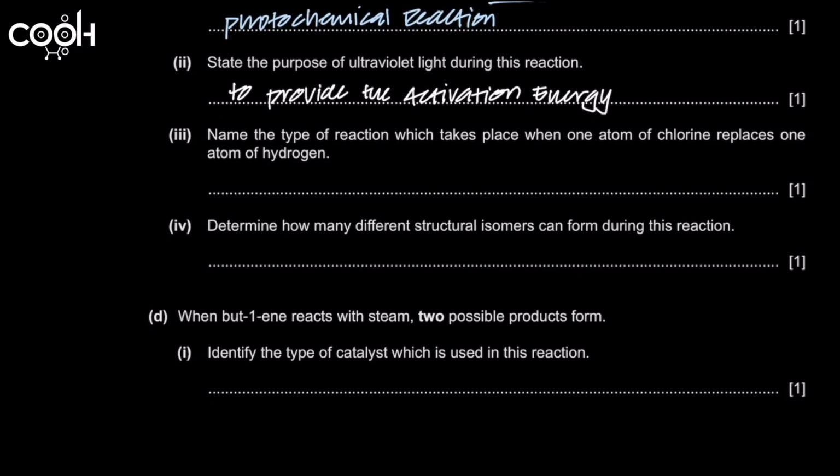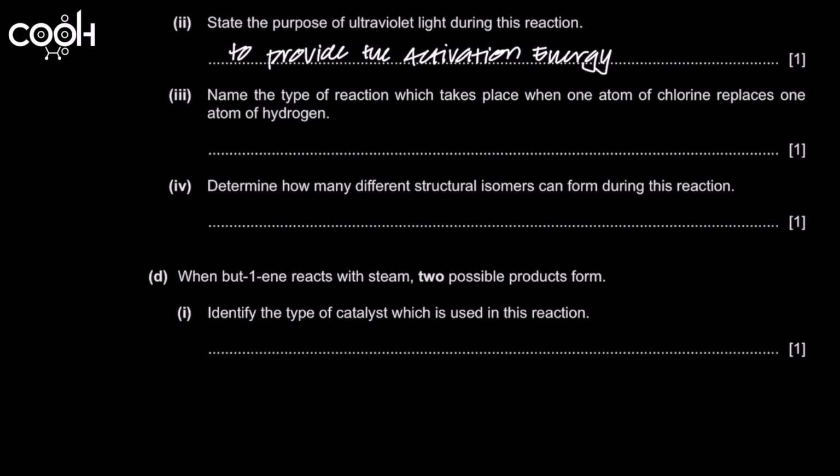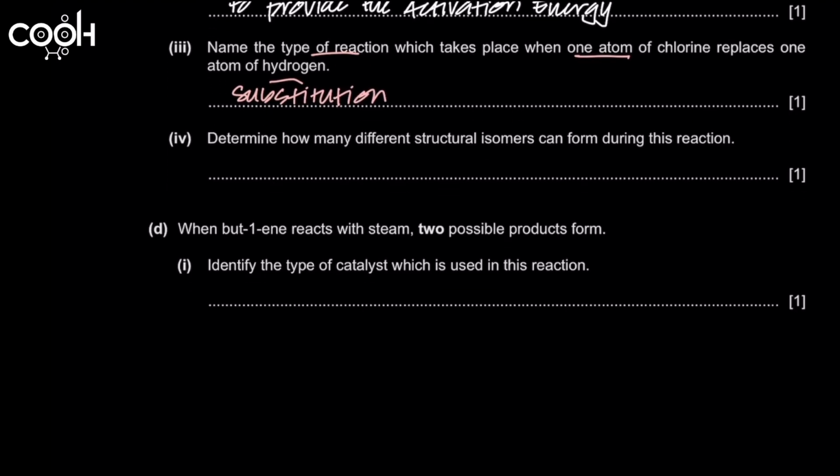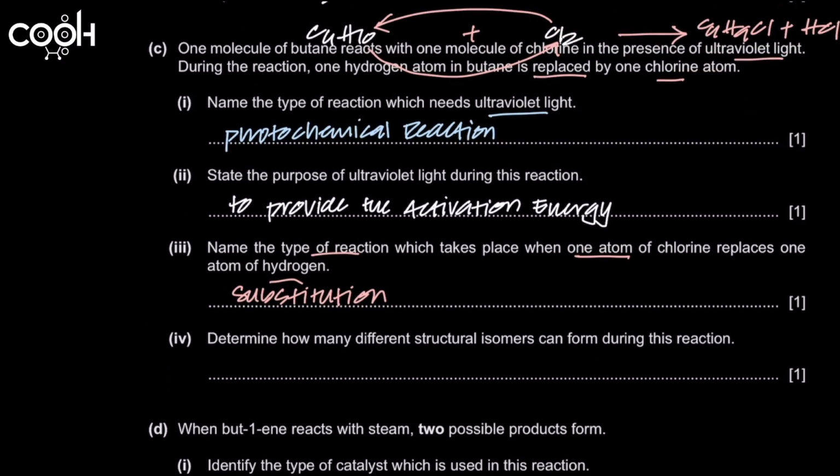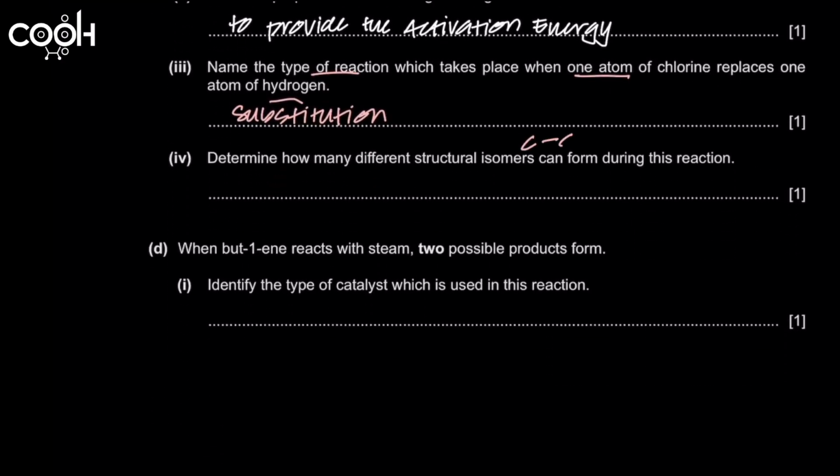It says name the type of reaction which takes place when one atom of chlorine replaces one atom of hydrogen. What is this type of reaction called? It's called substitution reaction. It says determine how many different structural isomers can form during this reaction. So if you check this out, you have C4H9Cl forming. I'm just talking about the Cl. So the Cl can come on the first carbon and the Cl can come on the second carbon. There can only be two structural isomers.